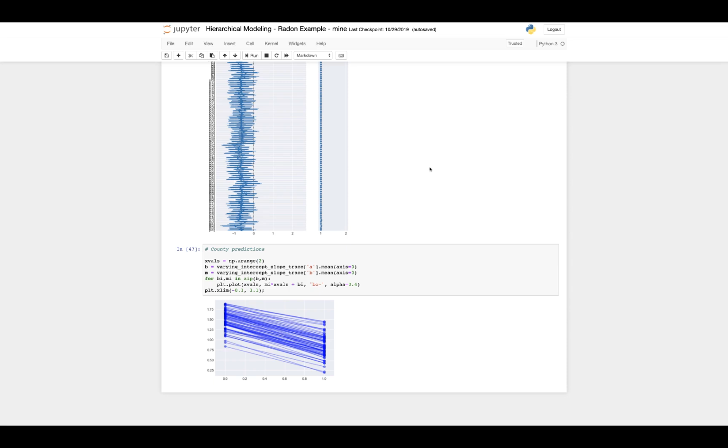So this is a nice little example to show you how hierarchical modeling works and how it's important for a large class of problems in the real world.